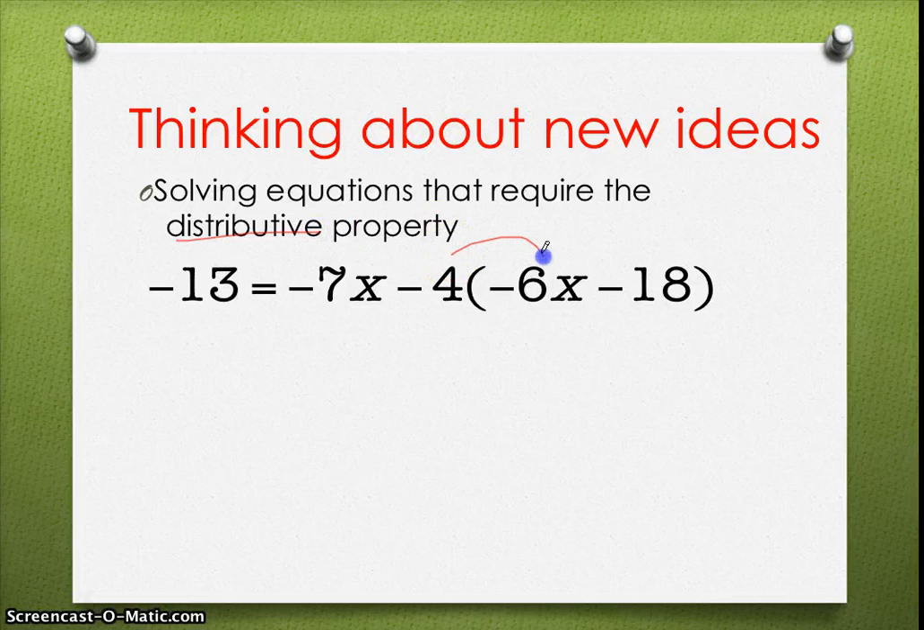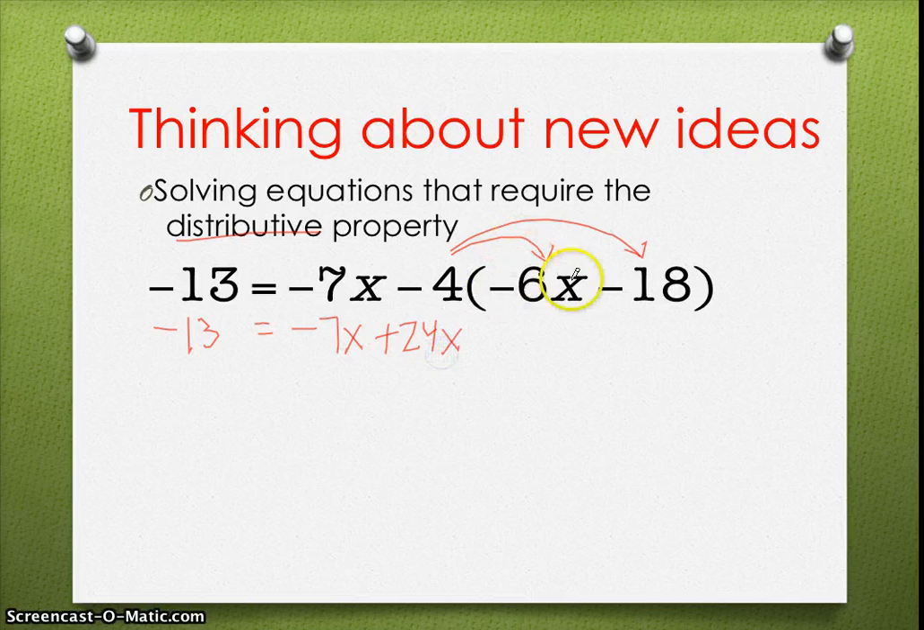So let's go ahead and distribute that leading factor of -4 inside our parentheses. So we write this as -13 equals -7x. -4 times -6x is going to give us a +24x. And then we are going to distribute the -4 with the -18, which gives us a +72.